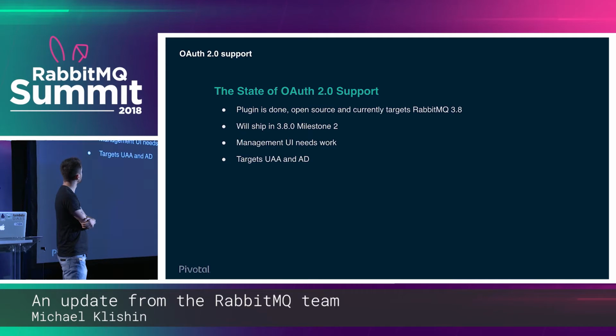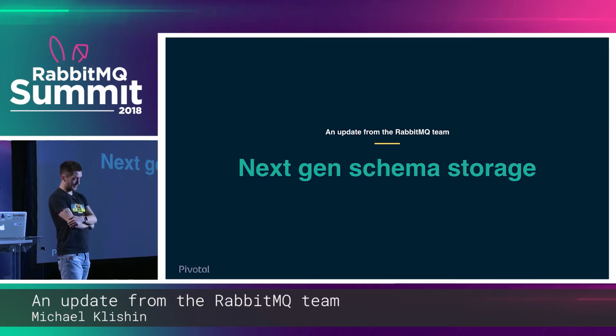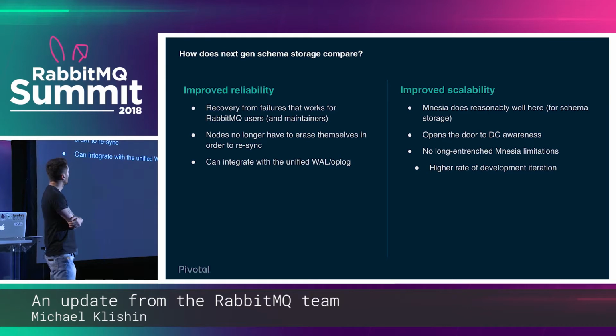So, next generation schema storage. I already mentioned that RabbitMQ's internal schema database is very opinionated, and the way it recovers and handles failures just doesn't fit what distributed data service users expect today. So we would like to have something that makes sense when it comes to failure recovery for RabbitMQ, so that one part of a partition doesn't have to wipe itself out and completely sync.